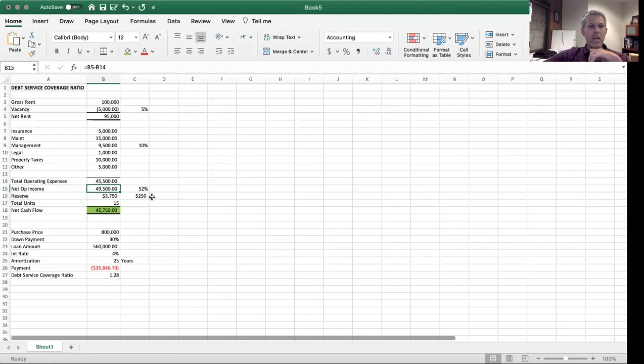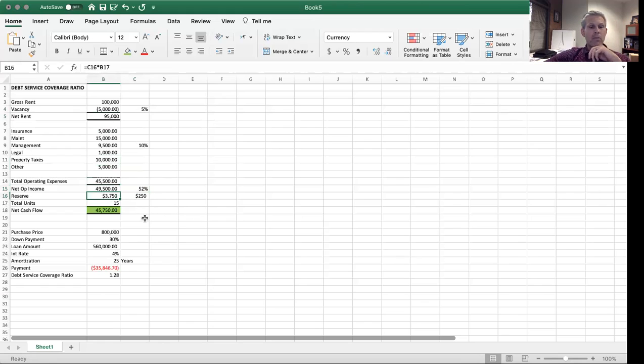So to get to a net operating income, you take the 95,000 net rent minus the 45,500, you get the 49,500. Notice that the ratio is about 52% to the total rent. So that's your profit margin right there. So your expense ratio is about 48% or so.